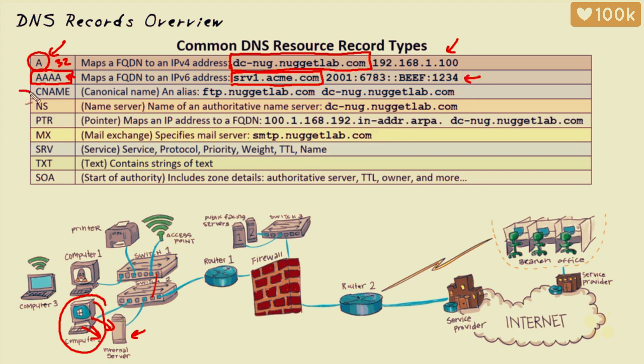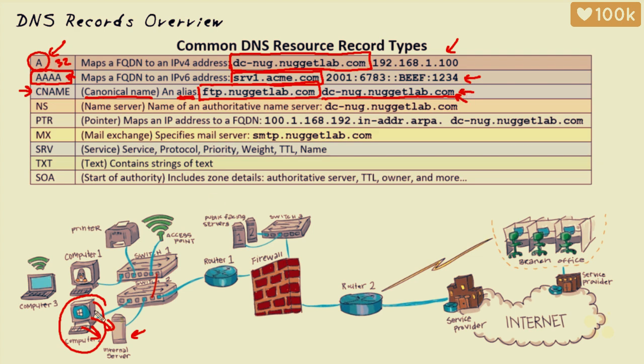Another record type is a CNAME, also known as a canonical name or an alias. An example would be we wanted customers to connect to ftp.nuglab.com to reach the FTP services there, but in the background, we're really hosting the FTP services on dc-nug.nuggetlab.com. And one of the questions that might come up is, okay, why exactly would we do that? One of the answers would be we want to hide the actual implementation of where that FTP server is. For example, maybe today we have the FTP service running on dc-nug, and then tomorrow we want to run it on a completely different server. All we need to do is modify that alias, that CNAME record for ftp.nuglab.com to point to the different real server on the back end.